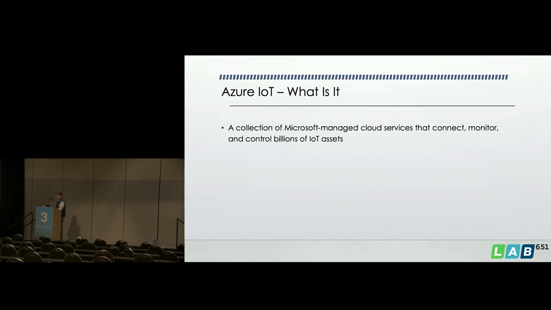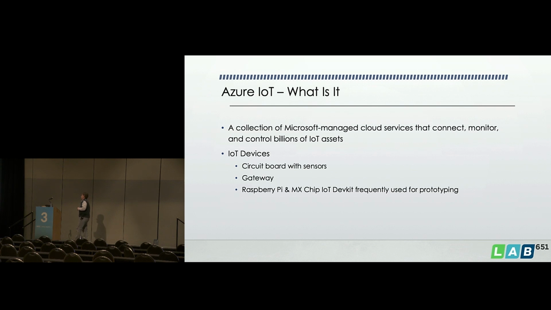So Azure IoT, what is it? Some of this is language from Microsoft, but it's stuff that I agree with. It's a collection of Microsoft-managed cloud services that allow you to connect, monitor, and control billions of IoT assets. These IoT devices can be everything from a circuit board with sensors, which is what this is, to a gateway, which is often collecting data from a number of different areas and then sending it up to the cloud. You can manage gateways through Azure IoT.